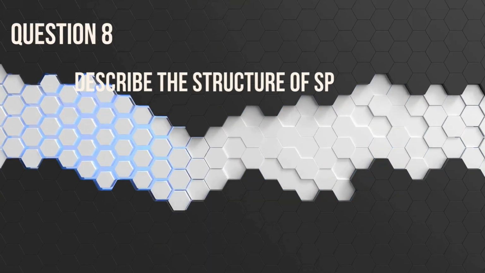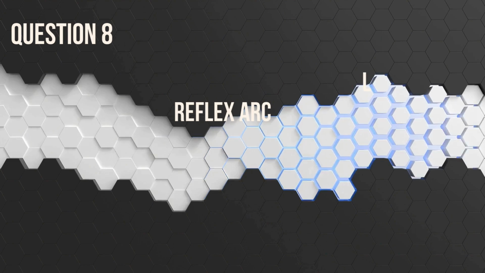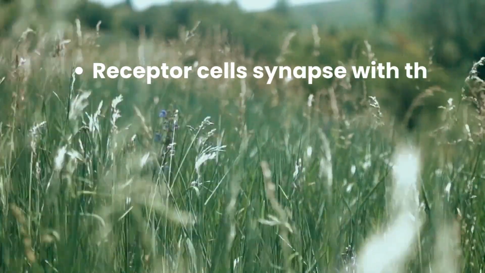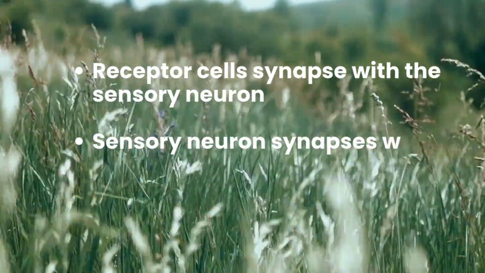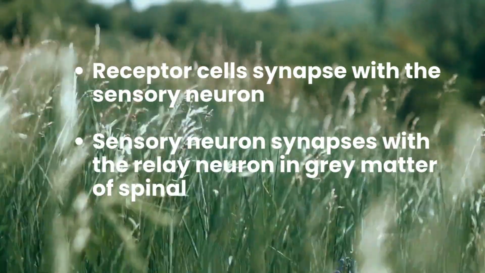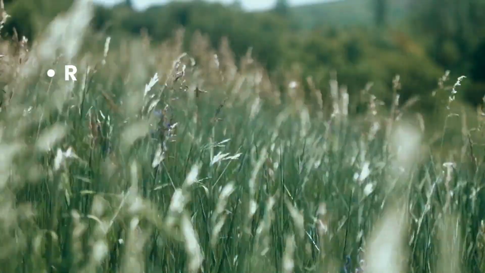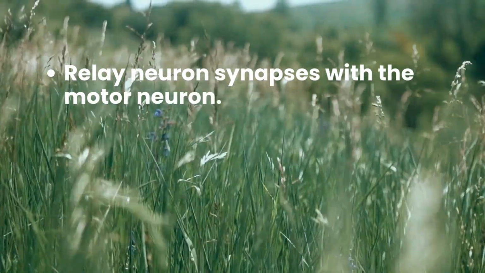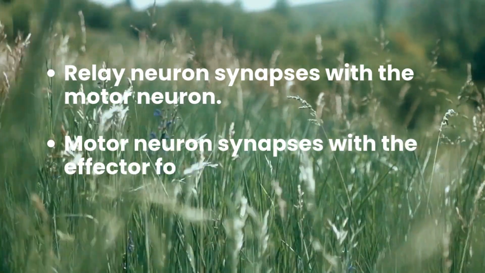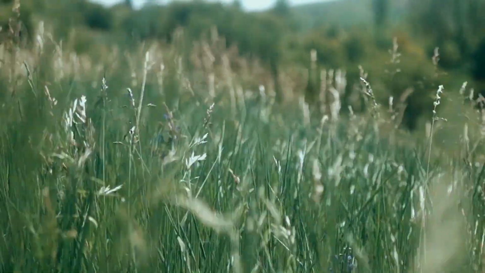Question 8. Describe the structure of spinal reflex arc. Receptor cells synapse with the sensory neurons, which synapse with the relay neuron in the gray matter of the spinal cord. Relay neuron synapses with the motor neuron. Motor neuron synapses with the effector for a response.